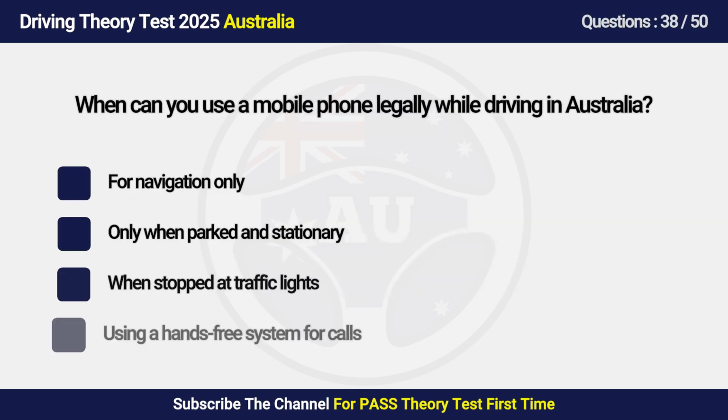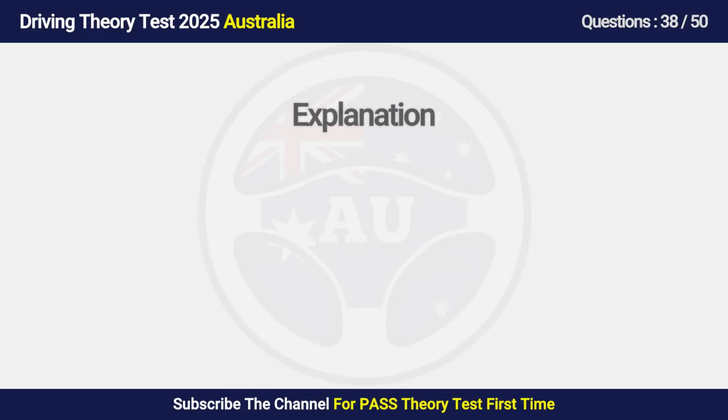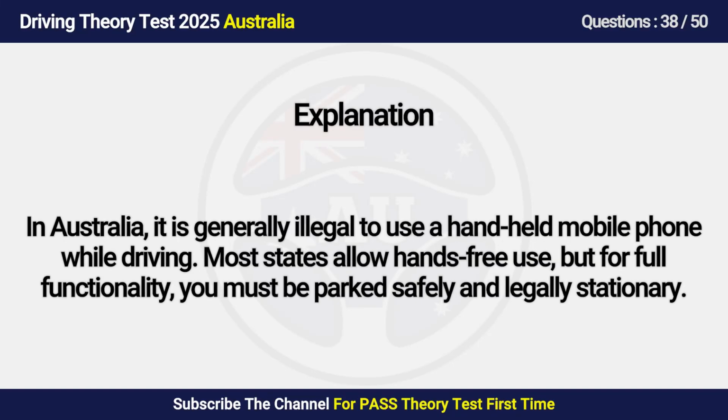Question 38. When can you use a mobile phone legally while driving in Australia? A. For navigation only. B. Only when parked and stationary. C. When stopped at traffic lights. D. Using a hands-free system for calls. Answer is B. Only when parked and stationary. In Australia, it is generally illegal to use a mobile phone while driving. Most states allow hands-free use, but for full functionality, you must be parked safely and legally stationary.